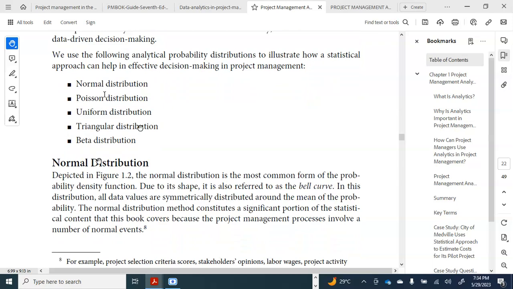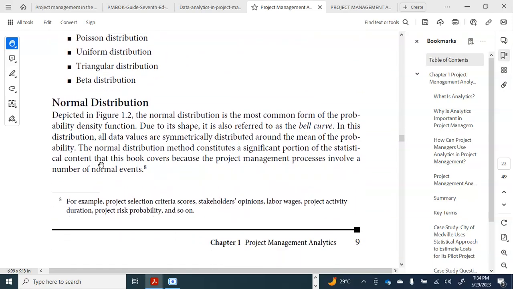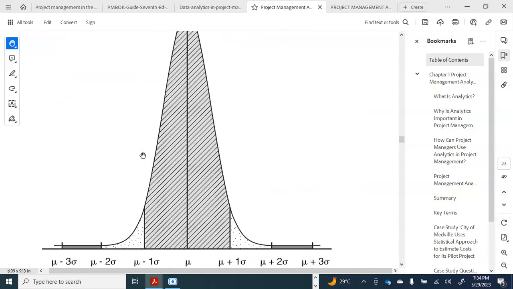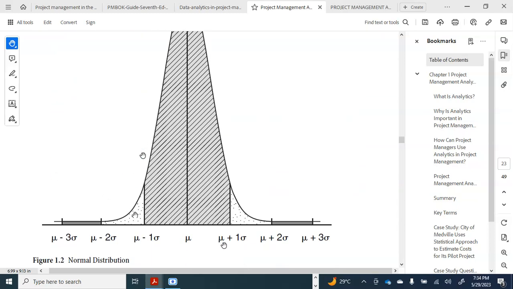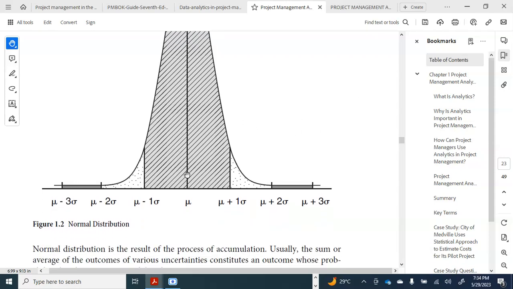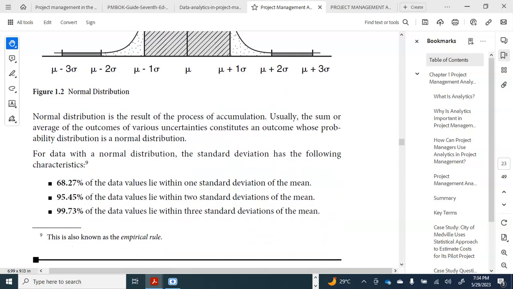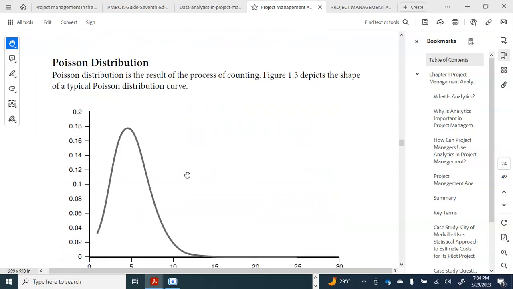I'll just give you this. You have to go and read about this. Normal distribution: this is how it is when you plot your graph. This is your normal distribution, this is how it looks. I won't talk much about this. Later on, you go and read about it, if I give you the material, to be knowledgeable.